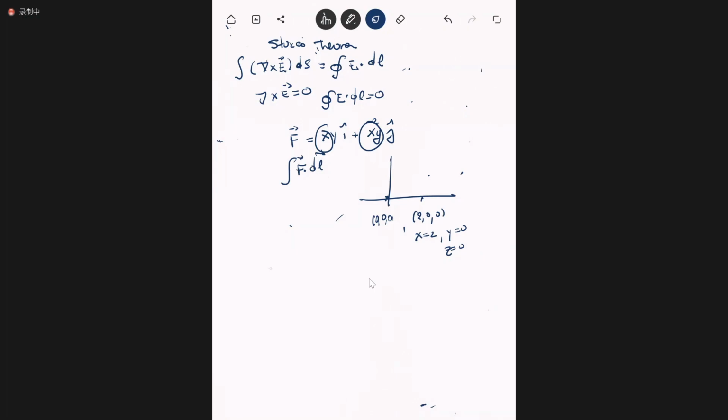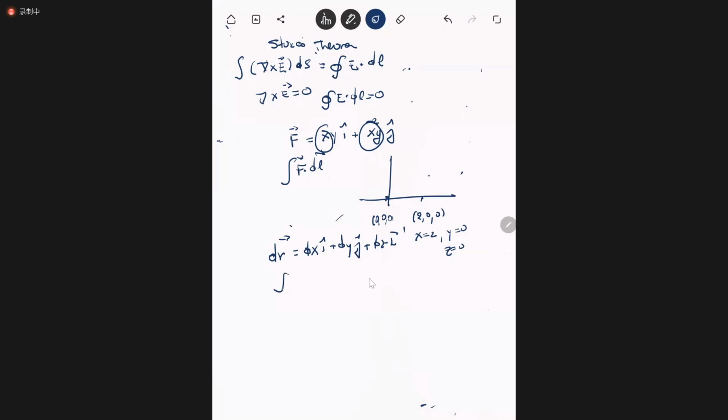Right. I think in the first meeting we had, we said that dr is going to be equal to dx times i plus dy times j plus dz times k. When I move from the point 0, 0, 0 to the point 2, 0, 0, the only difference that changes is only the dx.